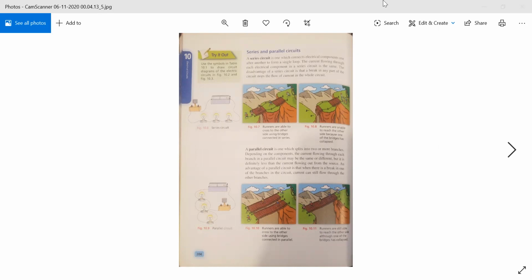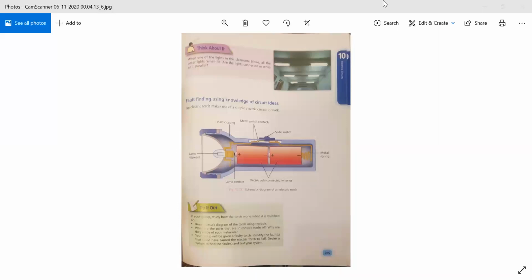Coming to page number 205, fault finding using knowledge of circuit ideas. An electric torch makes use of a simple electric circuit to work. Okay, beta, you can see that if we want to find a fault in a circuit, how does a fault come in any of our gadgets or devices? So you can see that a torch is here. The torch is shown in figure 10.12.